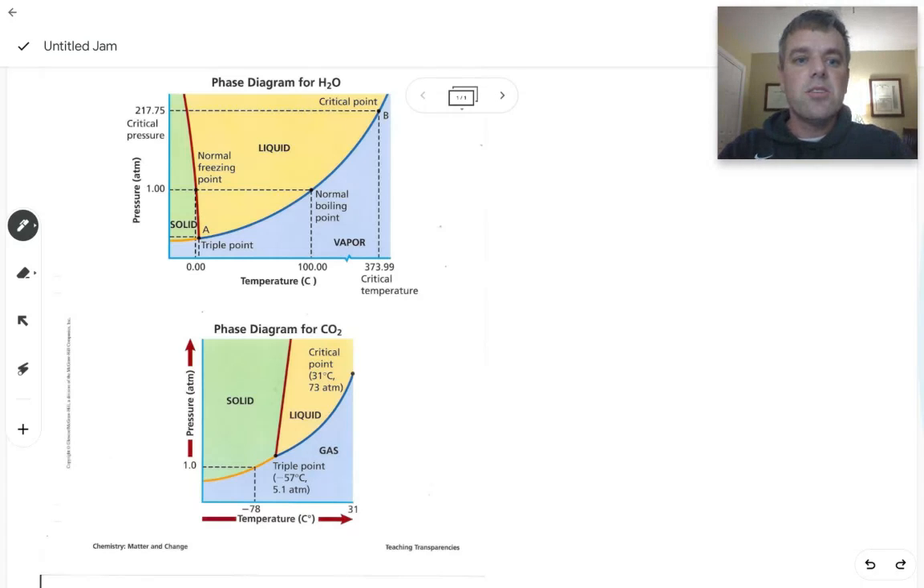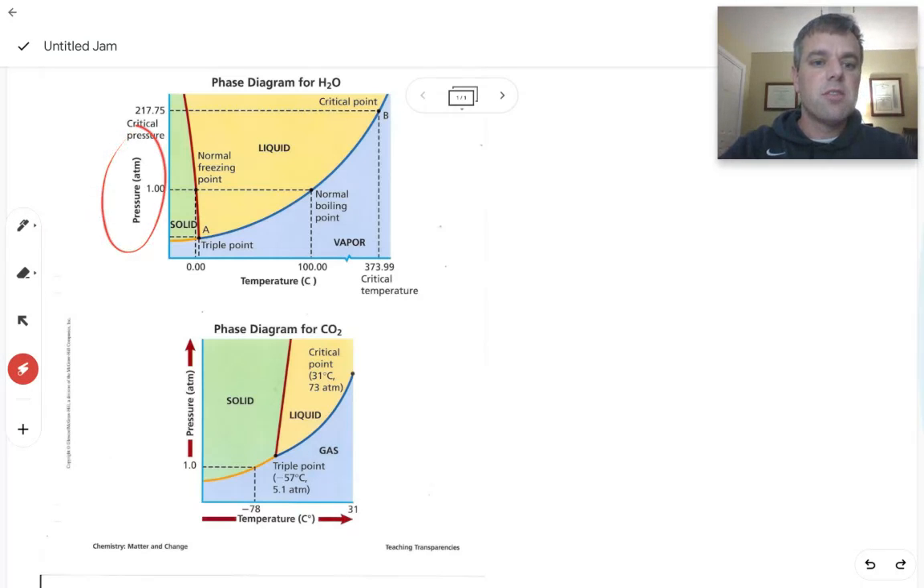But this is what's called a phase diagram. And what it shows is a graph of pressure versus temperature. And it shows where you have solid, liquid, and vapor or gas present. And if we're talking about normal conditions, that is at 1 atmosphere.